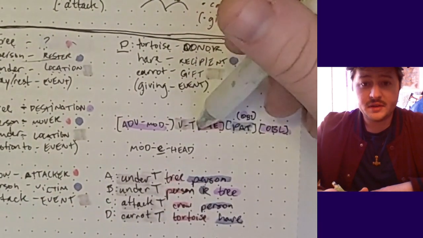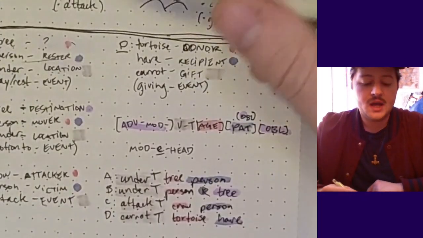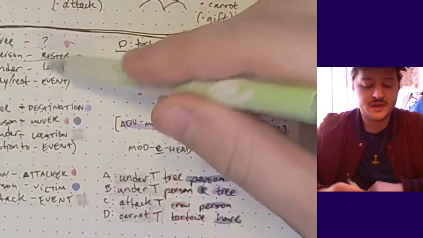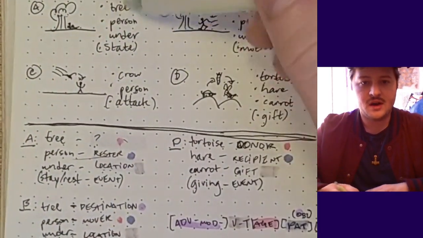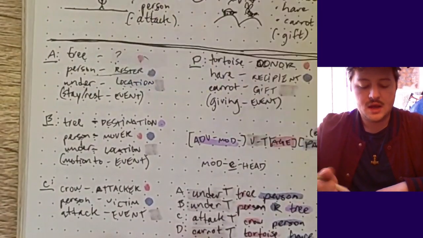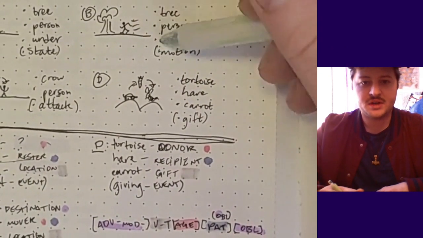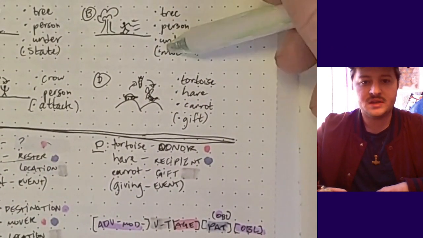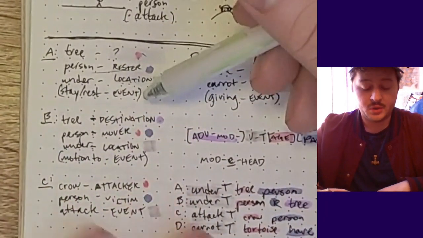We went with a secret third option. And the secret third option we went with is, so for each of these we talked about what the entities are. Like here we have a tree and a person, and we have the concept or the relationship of being under, and we said that was a state. Versus B, where it's the same entities, a tree, a person, and there's the relationship of being under, but there's motion that the person is causing. And so that changes the roles a little bit in that sentence.